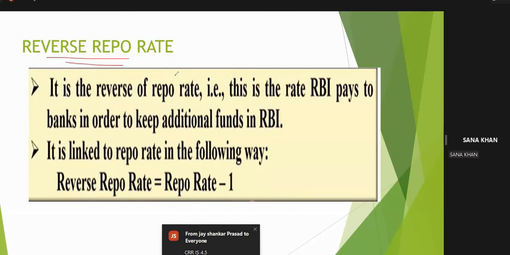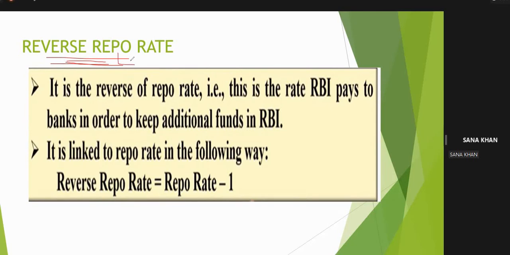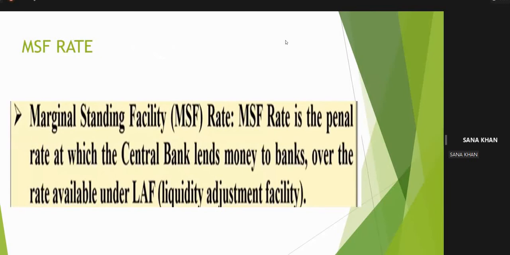Okay, repo rate is when they want expansion, they will lend the money to the bankers, commercial banks. But when they have to contract or have control over the money supply in the market, they will be picking up the additional funds from the commercial banks. The rate at which they are doing this activity, we call it reverse repo rate. Then we have MSF rate.